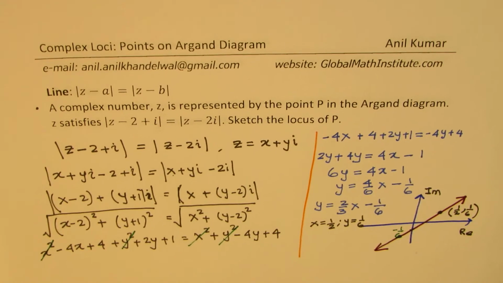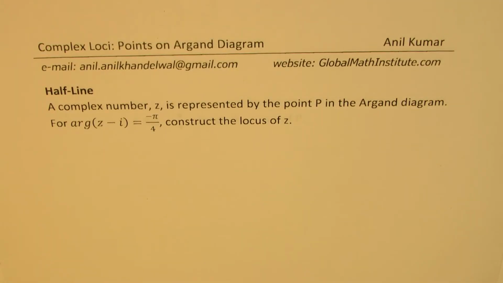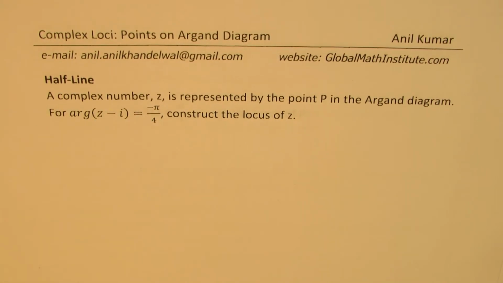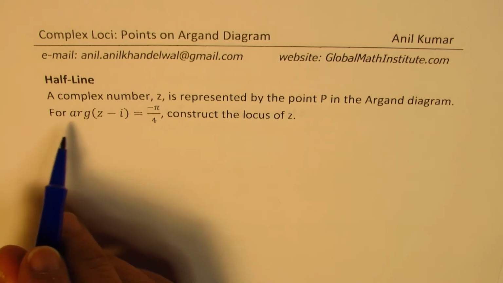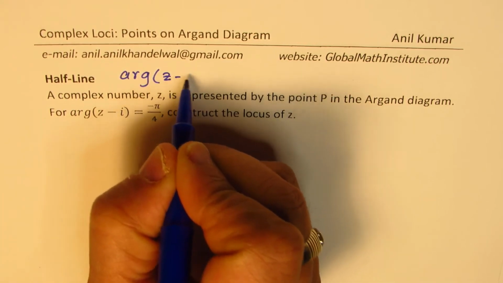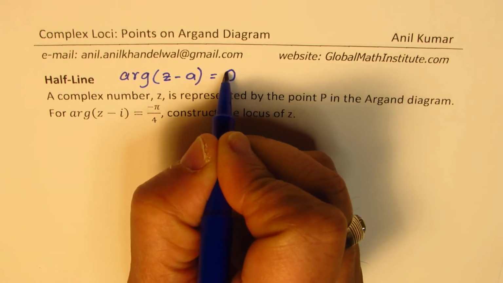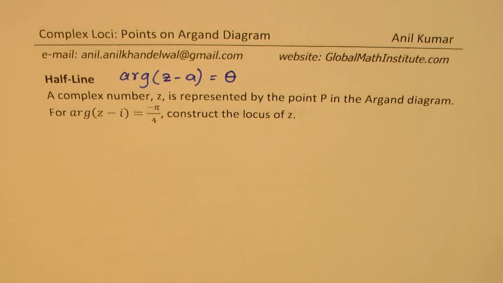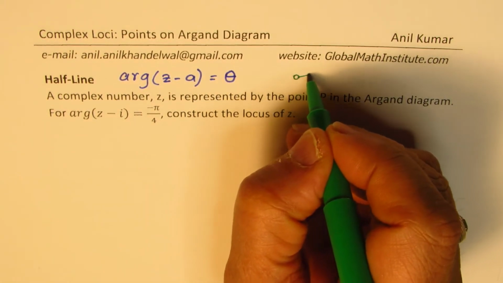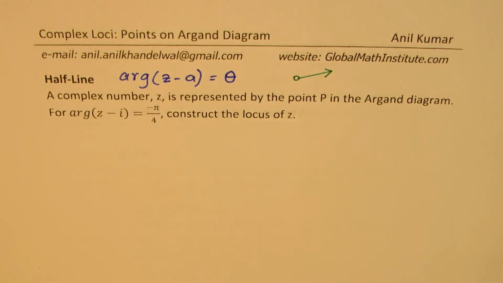Now let's move on and take the next example where we're talking about half a line. So the question here is, a complex number z is represented by the point P in the Argand diagram. For argument z minus i equals minus pi by 4, construct the locus of z. So the type of argument given to us is argument z minus a equals theta. So whenever you have this kind of situation, the result will be a ray moving in one direction.